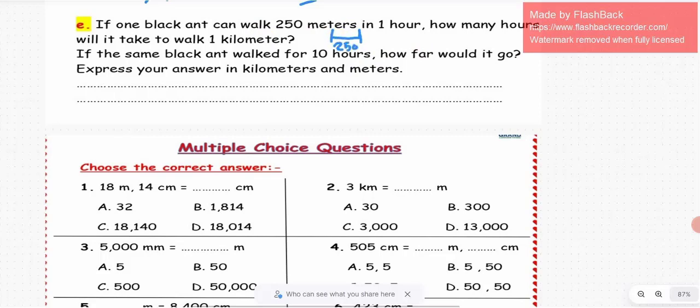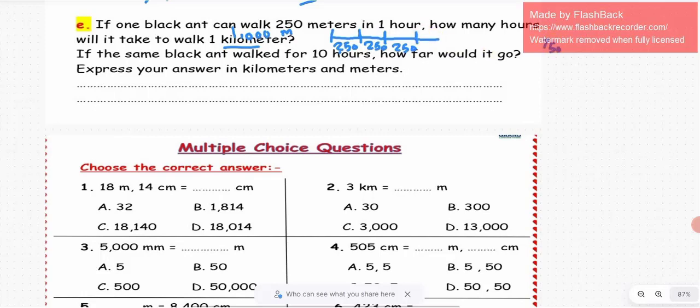I'm gonna check. In the first hour, the ants move 250 meters, okay. And I want them to reach 1,000 meters. Kilometer means 1,000 meters. Did we reach 1,000? No. Move another hour to be now 250 plus 250. Now they moved 500 meters. Did we reach 1,000? No. Take another hour. Now the ants moved 750 meters. Did we reach 1 kilo?